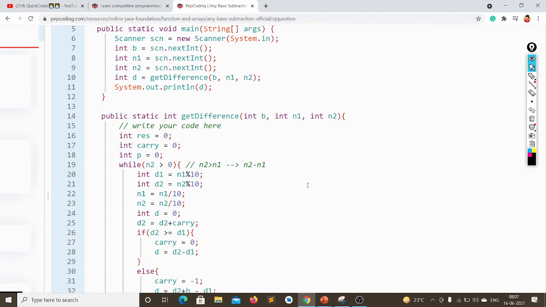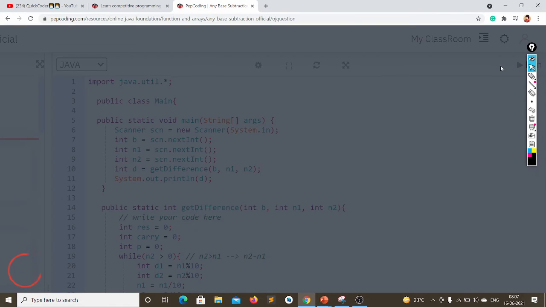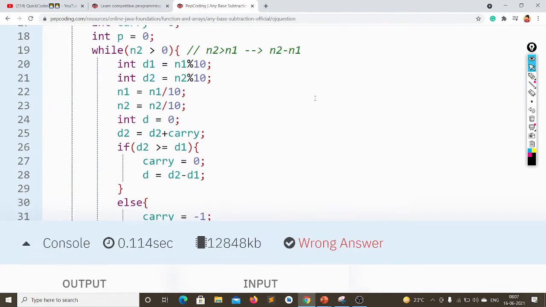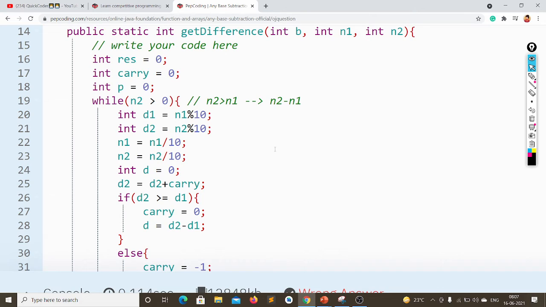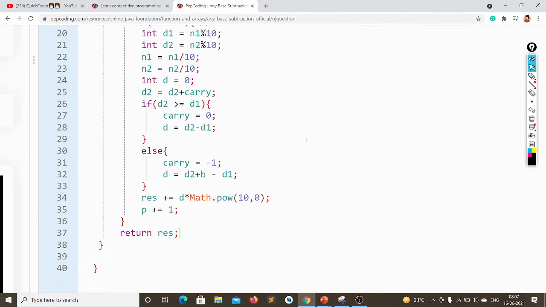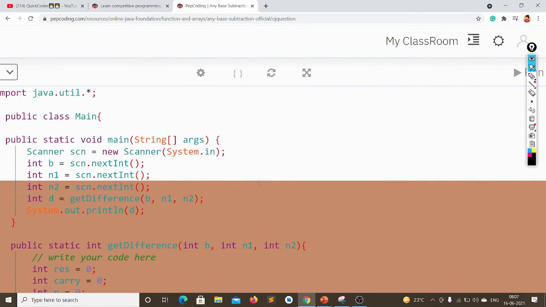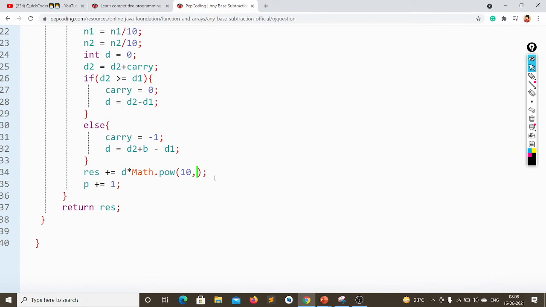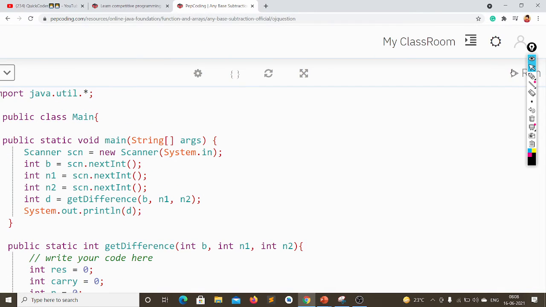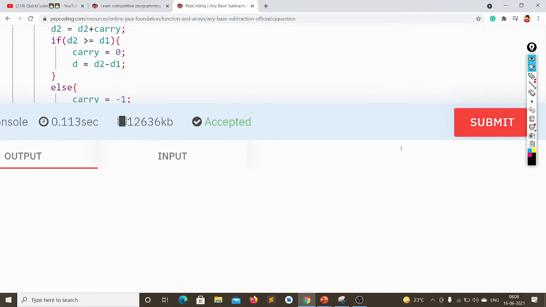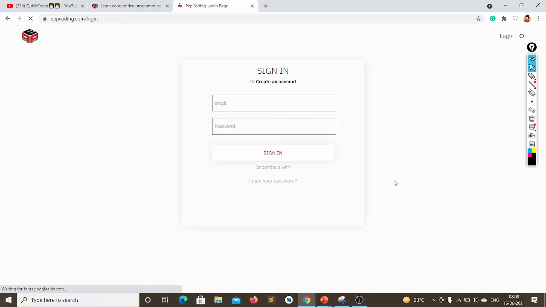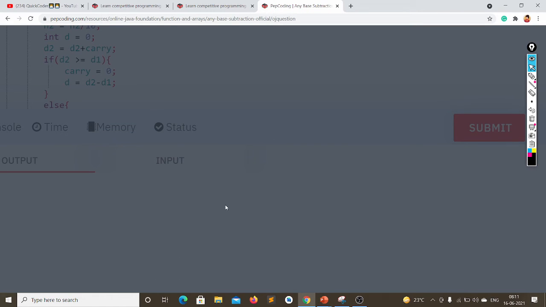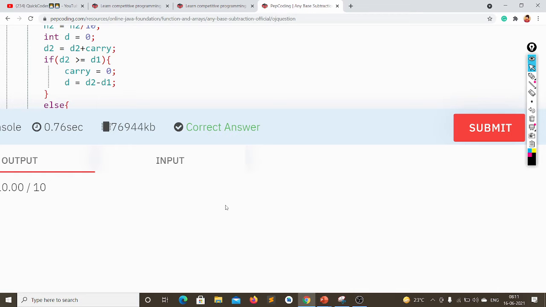Let's run this code. Don't worry, I will explain this. So first of all, let's run this. Sorry, it is showing some error. Where am I wrong? Okay, sorry, one mistake. Here not 0, here it is p. Yes, it is accepted, so let's submit. Okay, it is the correct answer.